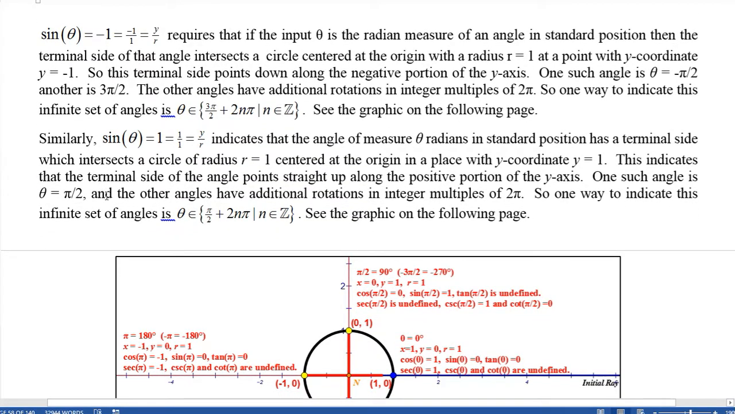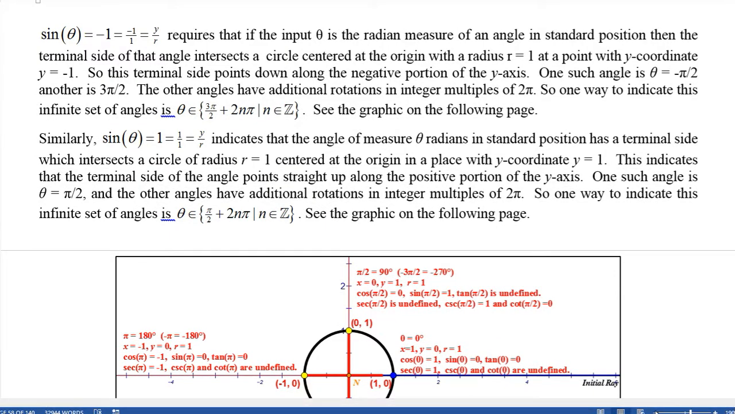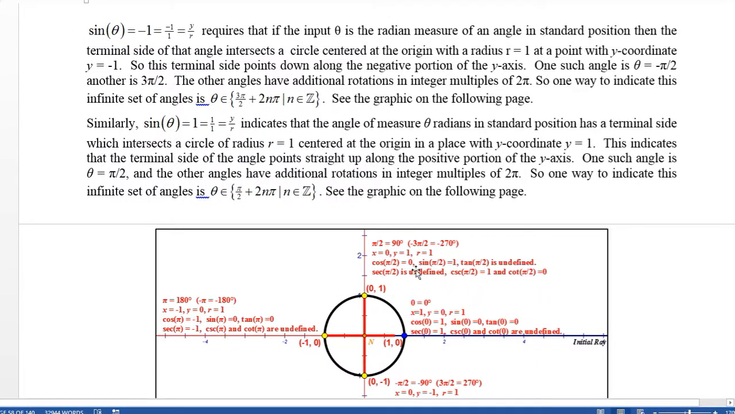Let's see if I can get all this on one page here for you. There we go. So sine of theta equals -1. You can think of that as -1 over 1. Now remember, on a circle picture where we have a circle centered at the origin of radius r, the sine of theta is y over r when your angle is in standard position.